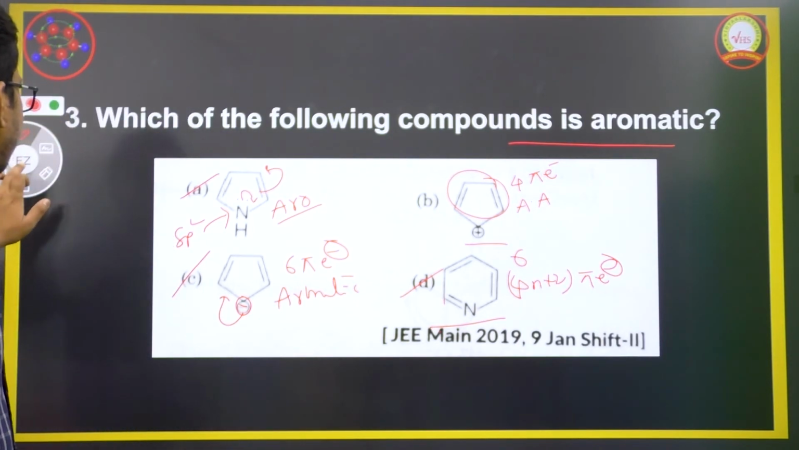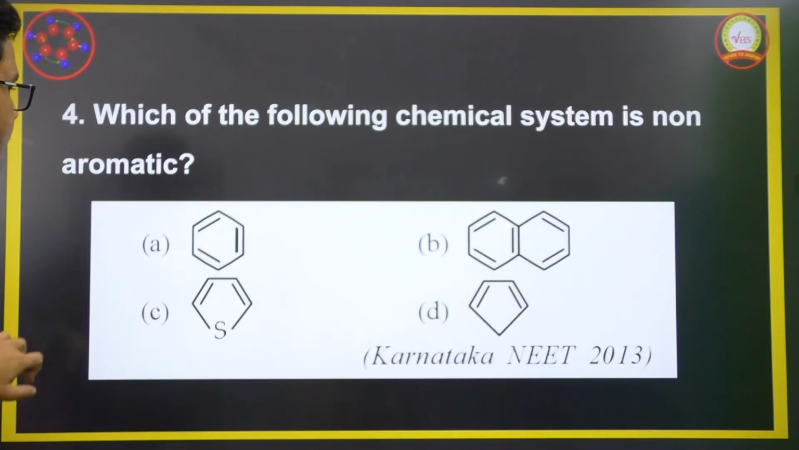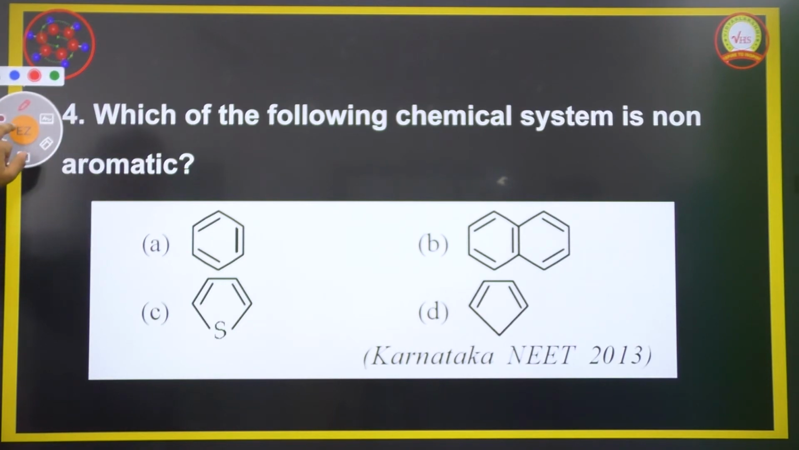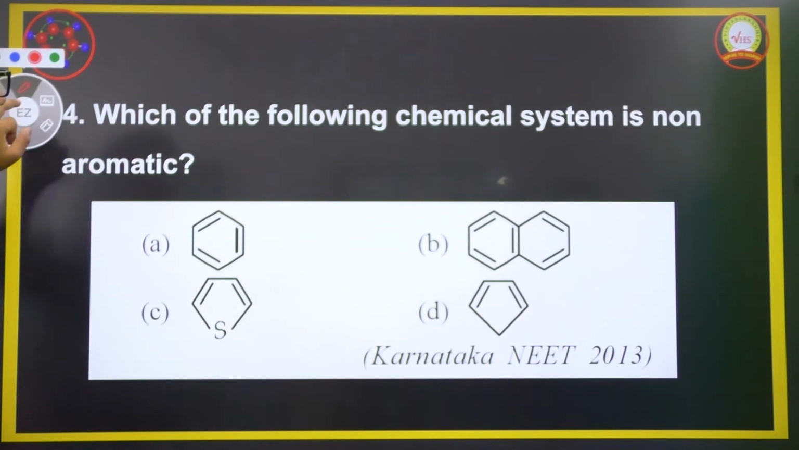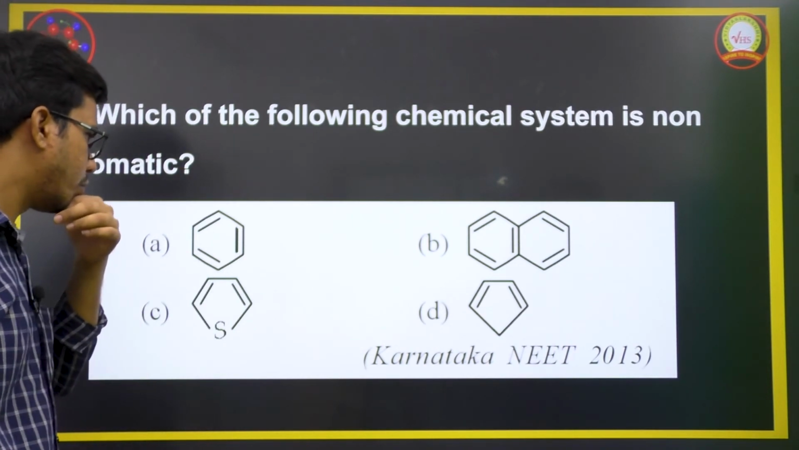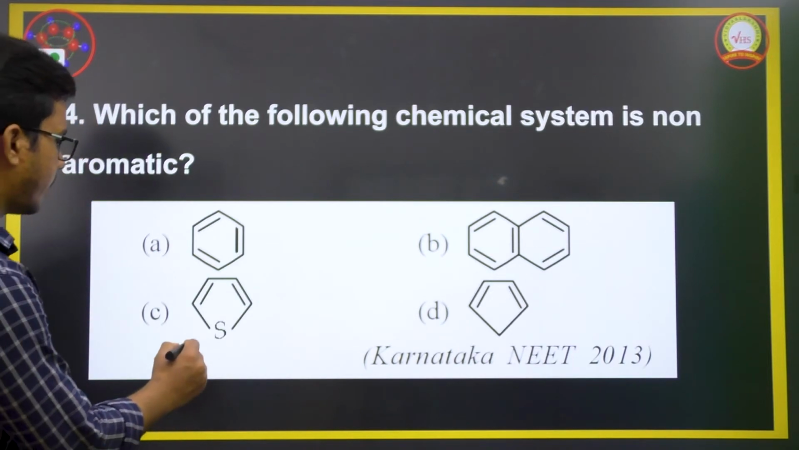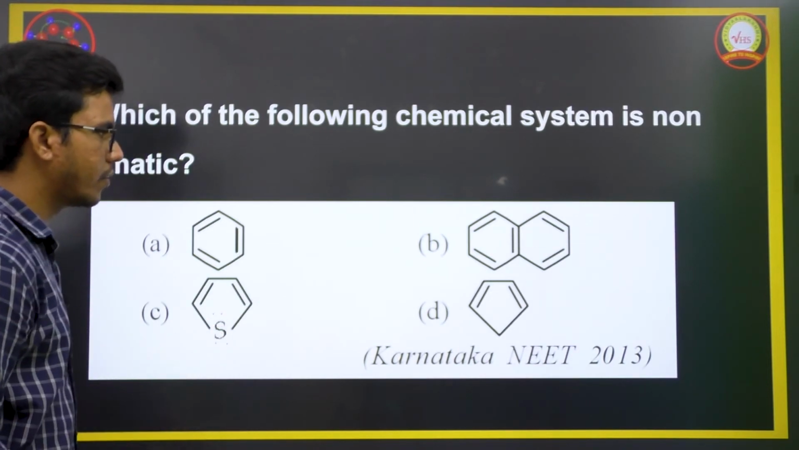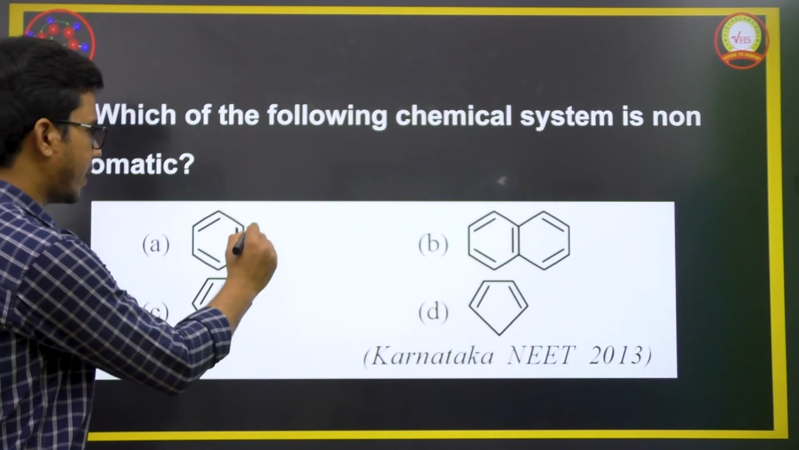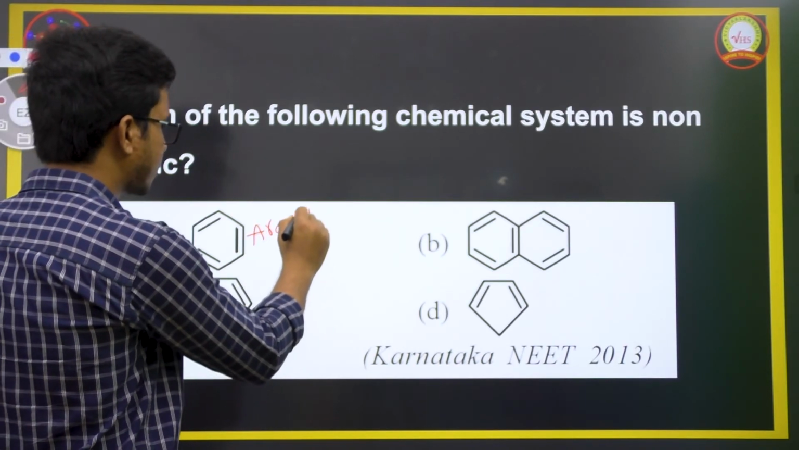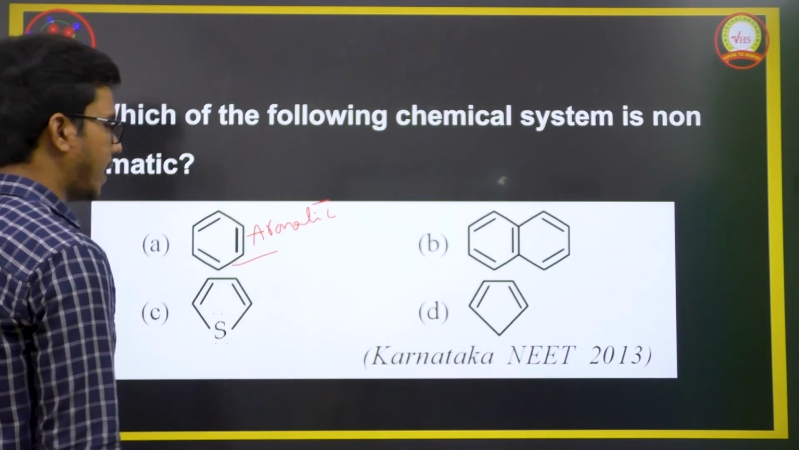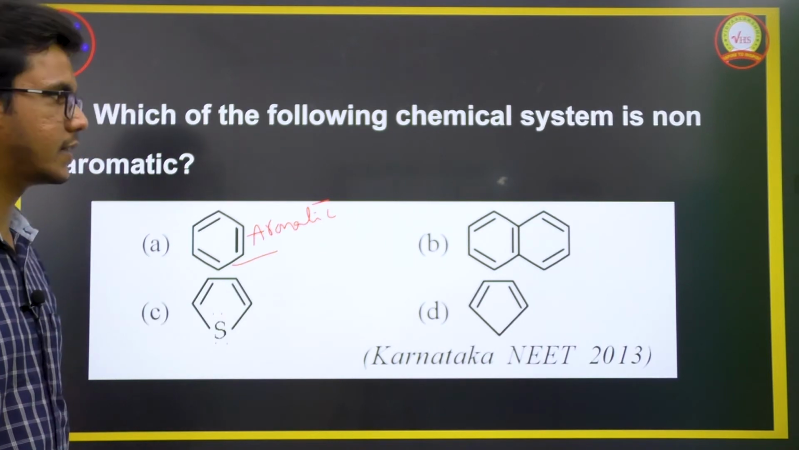Let us see another one. Let us take this question. What is the question here? Which of the following chemical system is non-aromatic? How do we have to identify non-aromatic? Here we have lone pairs on the sulfur. Benzene is aromatic compound. This is aromatic. We know this one because it is cyclic, planar, complete delocalization is taking place.